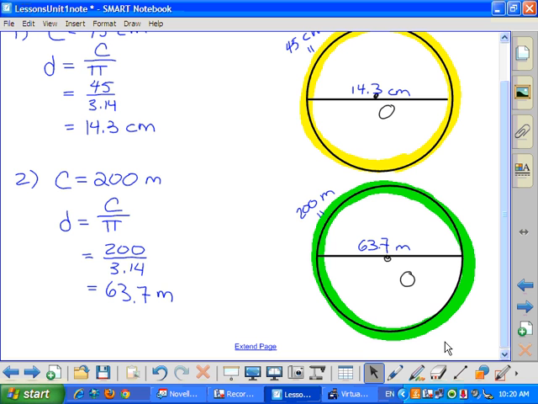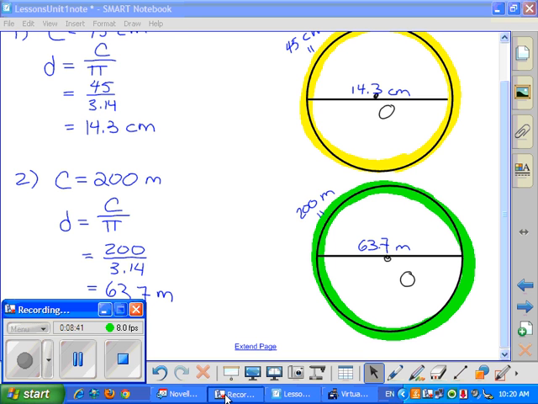So there's the basics to finding diameter and radius when you are given a circumference. If you have any questions with that, I'll gladly help you when we have our one-on-one session.